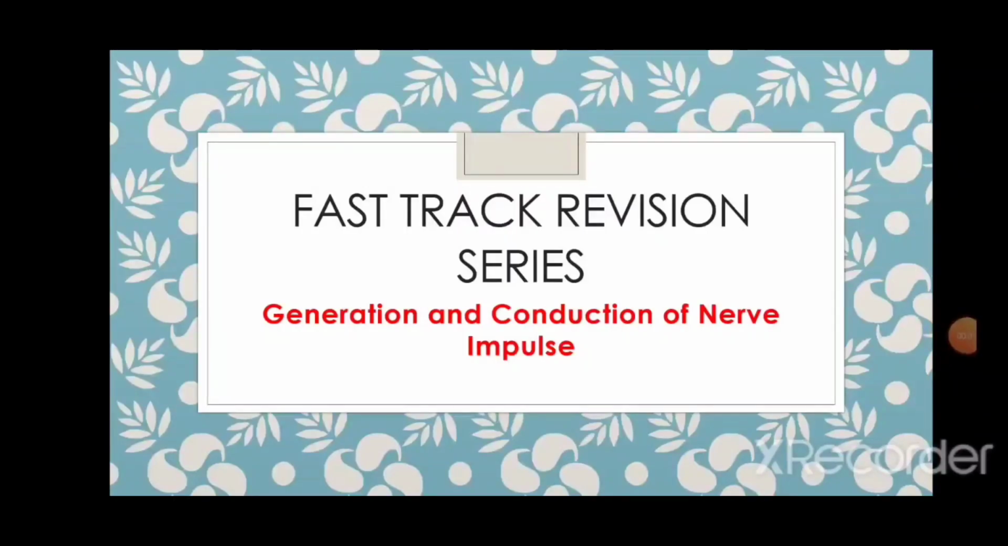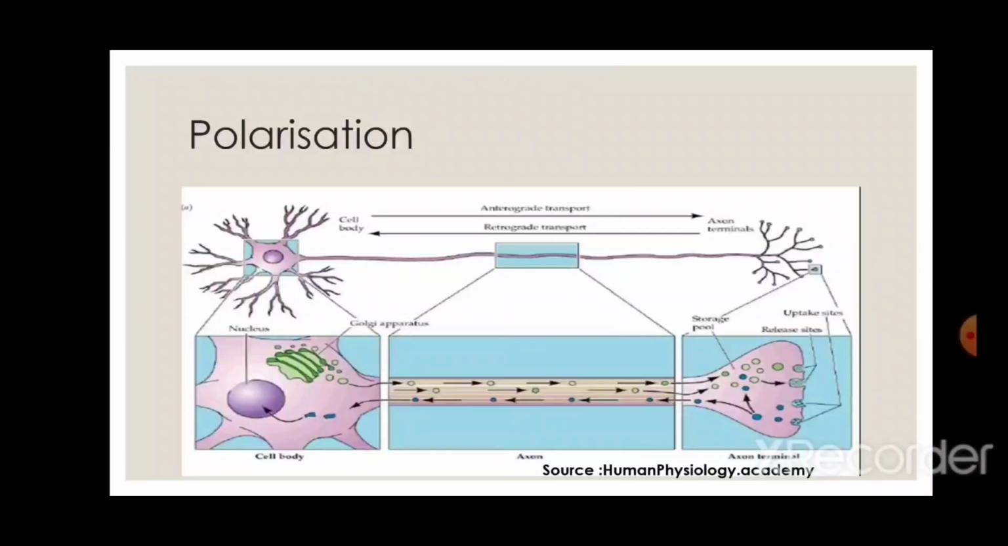Everybody, welcome to your own classroom. Today in the fast track revision series we will be learning about generation and conduction of nerve impulse. For that we need to see the structure of neuron first.